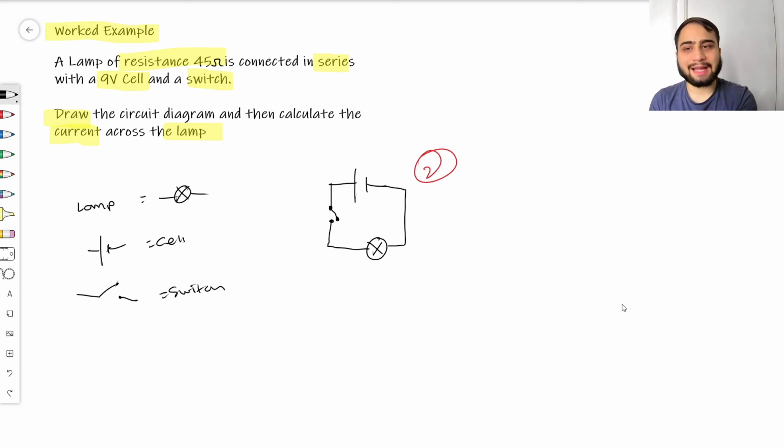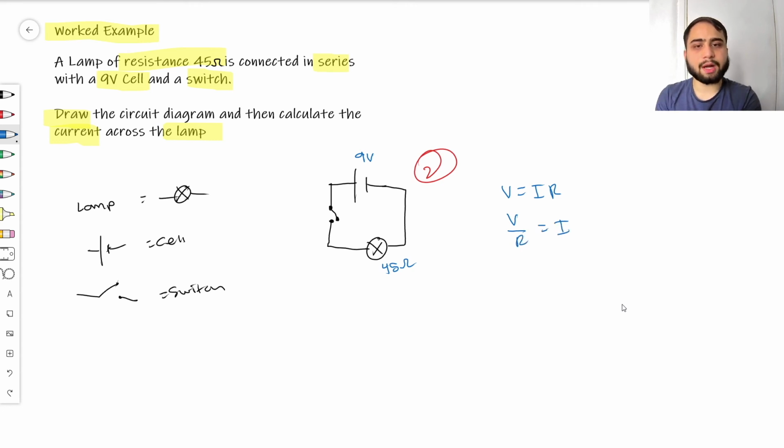Now let's calculate the current across the lamp. I know that this is a 9-volt cell and the resistance of my lamp here is 45 ohms. Let's have a look at our most simple equation: V is equal to I R. I need the current across the lamp, which is I, so let's rearrange this for I. V over R is equal to I.